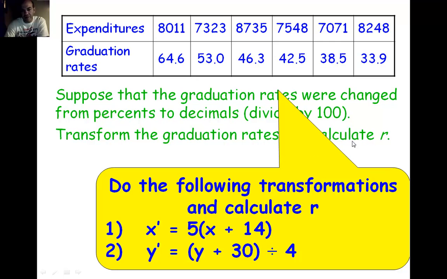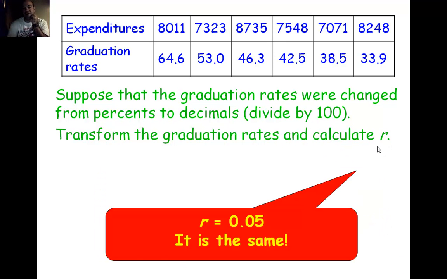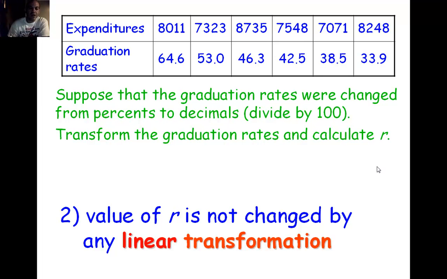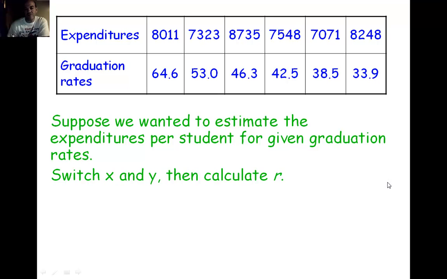So if you were to do the following transformations, indicated as prime that you've done something to the variable, and we transformed x by adding 14 and then multiplying by 5, and you transform y by adding 30 and dividing by 4, those are linear transformations. If you did that to this data set up here, you would still get the exact same R value, the same correlation, 0.05. So what does this tell you about a property of R? That it is not changed by linear transformations, as in these examples we just showed.